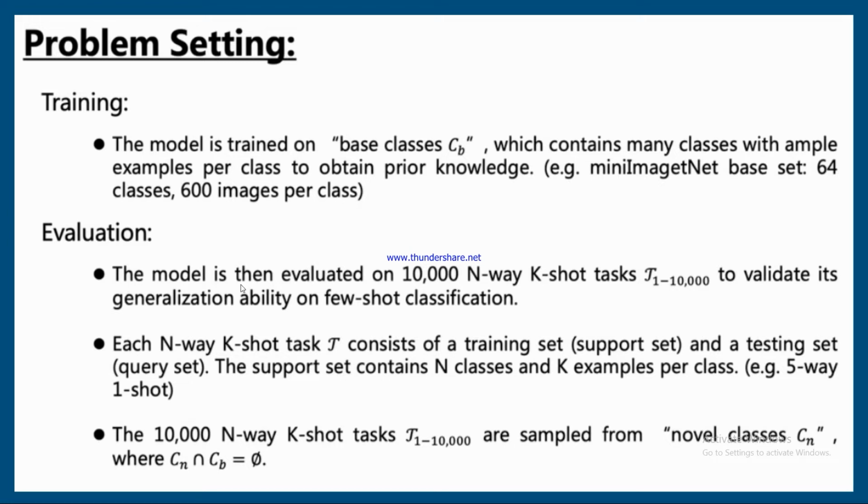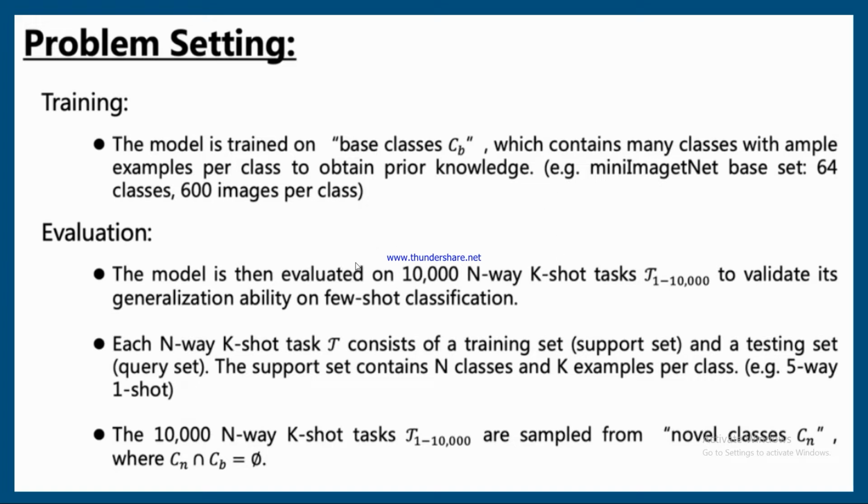During the evaluation, the model is evaluated on 10,000 N-way K-shot tasks. Why 10,000 times? To get the generalization ability on few-shot classification. At the end, you want to generalize this model so that it will not overfit. And in every N-way K-shot task, it contains a training set, called the support set, and a testing set, called the query set. So it contains two things.